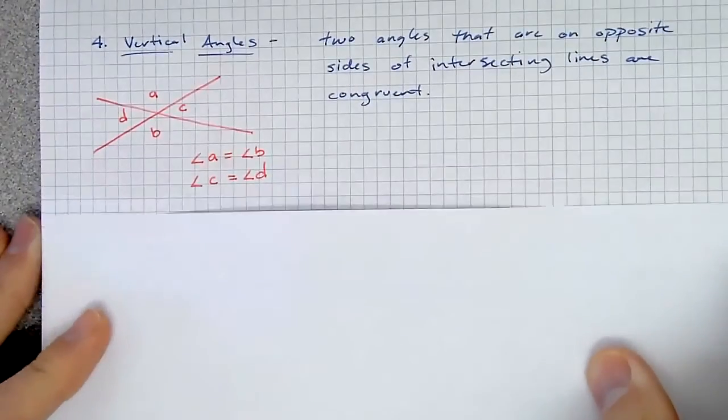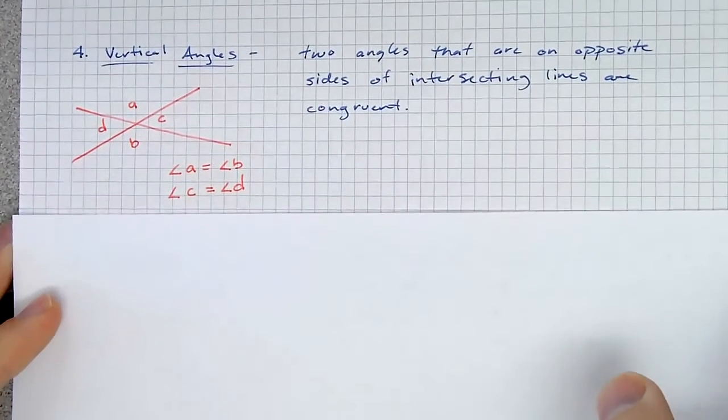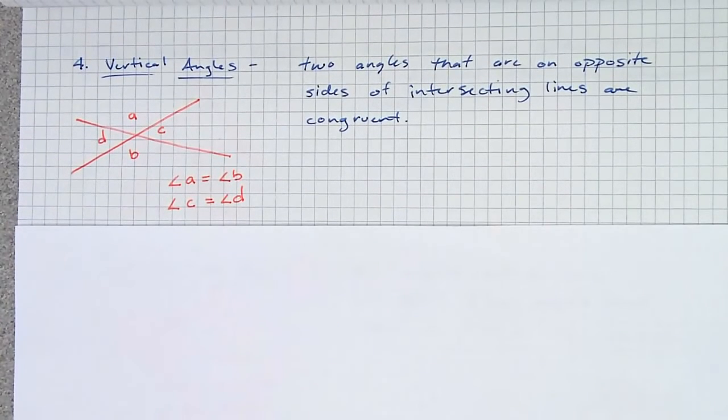Okay, next one, vertical angles. So if we have two angles that are on opposite sides of intersecting lines, they are congruent. So you can think of it as two angles that are on opposite sides of an X. But anytime we have vertical angles, we know that they are congruent.